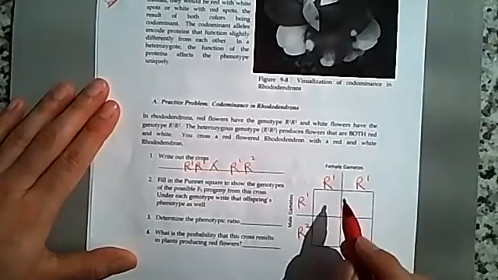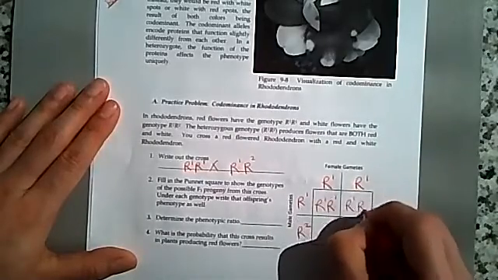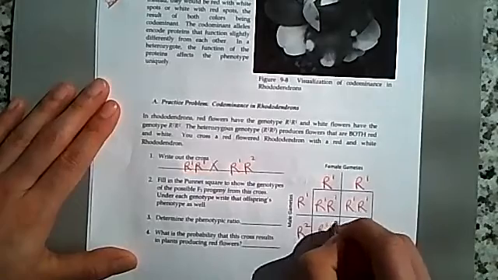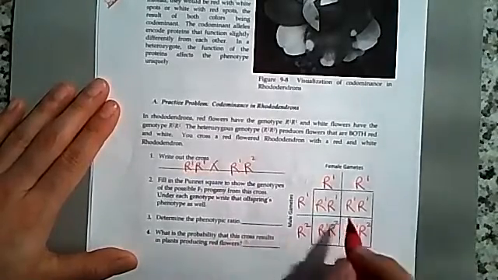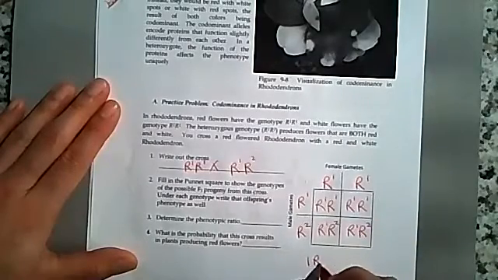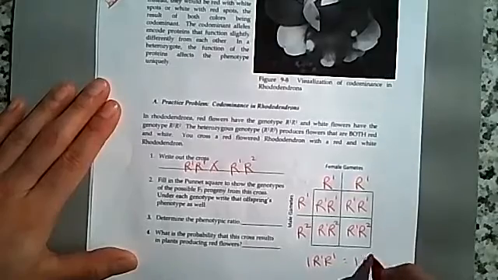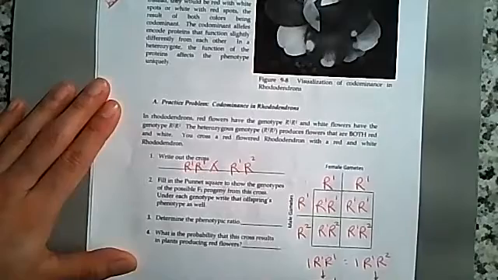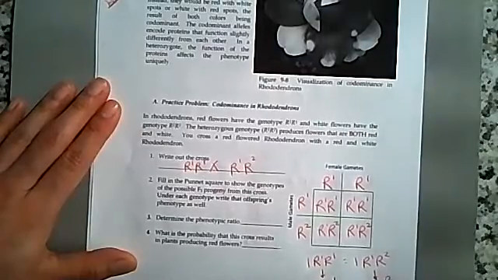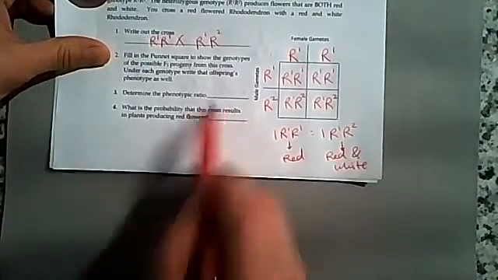Okay, you're going to fill in the Punnett square. Okay, you're going to determine the phenotypic ratio. So right now we have a 1:1 ratio. And this is red, and this is red and white colored. So right here, we have a 1:1 ratio of red to red and white, which would be your phenotypic ratio.